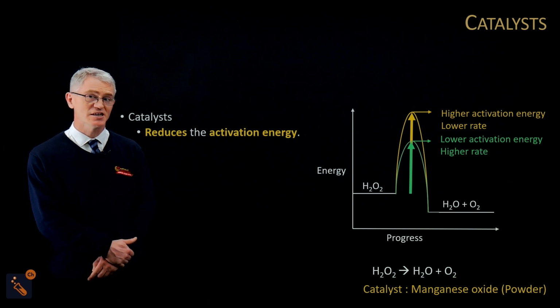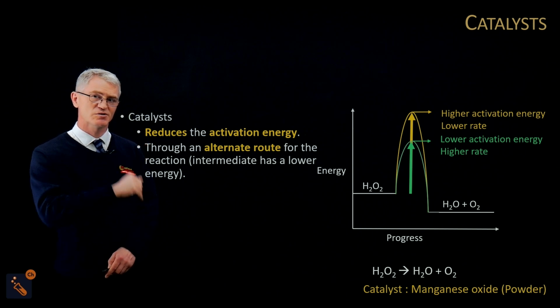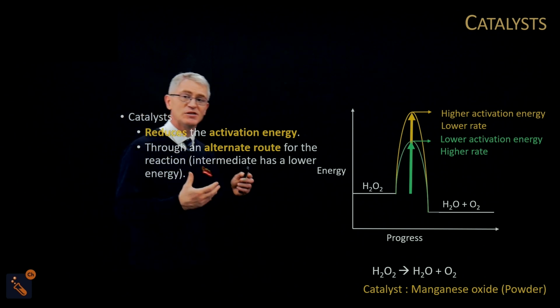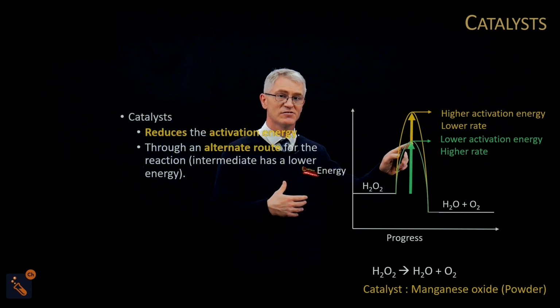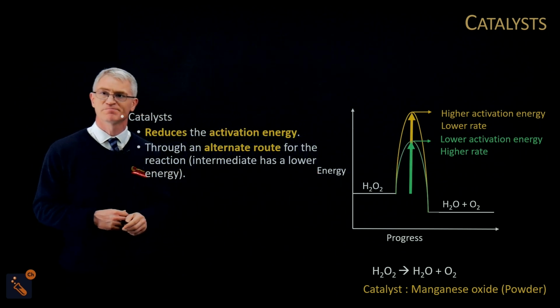It reduces the activation energy, really important, through an alternate route. So you need to remember these orange parts here. Alternate route gets you a mark. And we have that intermediate that has a lower energy. Here's the intermediate, and there's the intermediate. That intermediate has a higher energy than that one, which is with the catalyst.